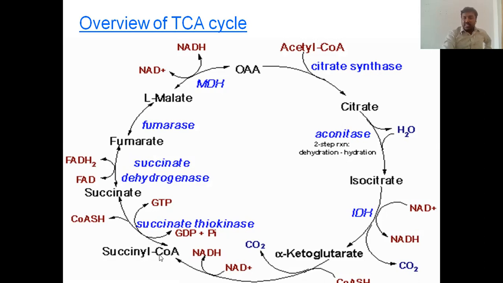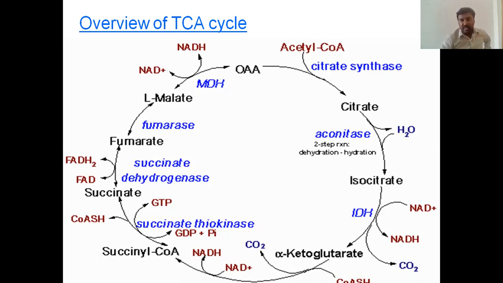The succinyl coenzyme A, in the presence of succinate thiokinase. I said that when a kinase enzyme comes, either phosphorylation or dephosphorylation happens. Here GDP, guanosine diphosphate, forms GTP, taking a phosphate group from succinyl coenzyme A. This is a substrate level phosphorylation.